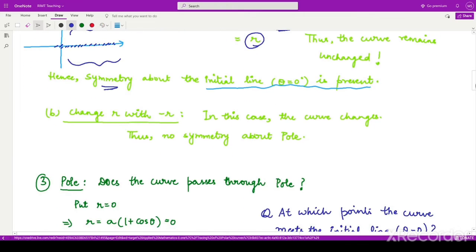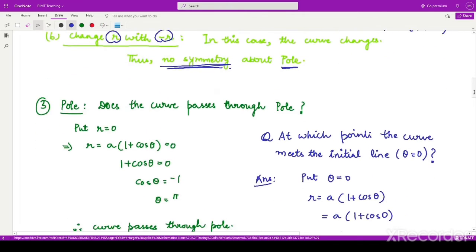Next we will check the symmetry of the given curve about the pole. For that we just replace r with minus r. Our curve was r is equal to a(1 plus cos theta). When you replace r with minus r, your curve will change. So we do not have any symmetry about the pole for this particular curve. So this is all about symmetry.